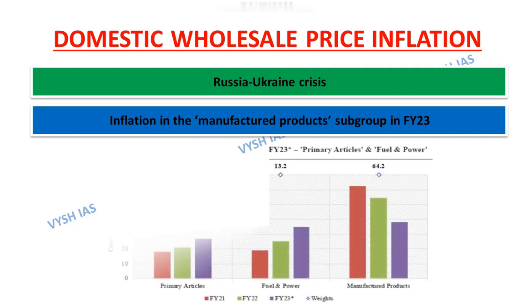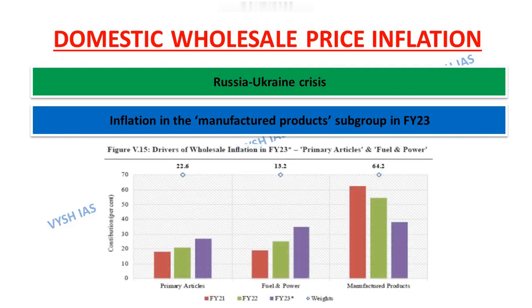So let's once again look at this bar graph. It is regarding the drivers of wholesale price inflation, which are basically two: the primary articles and the fuel and power in financial year 23. So you have to learn this thing, that in financial year 23 the drivers of wholesale price inflation are primary articles and fuel and power. It is not manufacturing product, because from the graph you can see that here we have taken the reference from financial year 21 to financial year 23. Primary articles are increasing, fuel and power are increasing, but manufacturing product is declining, and manufacturing product is on the right hand side of the diagram.